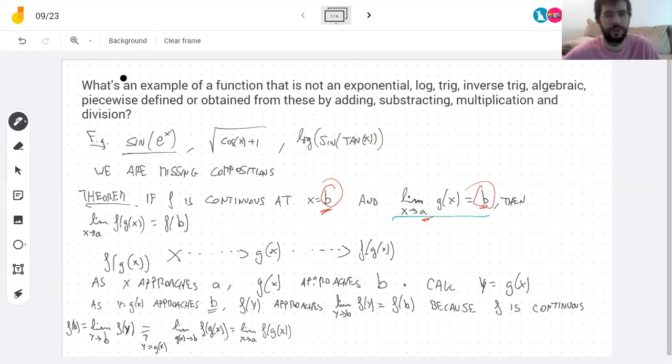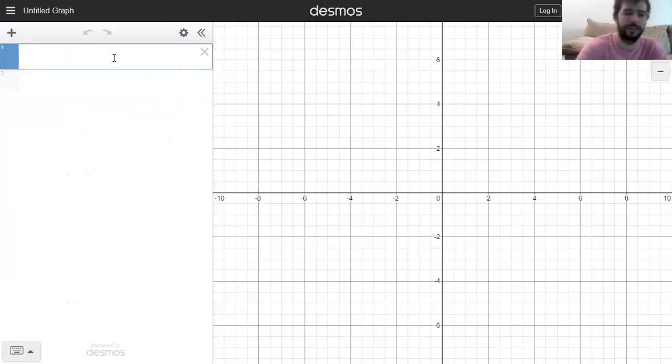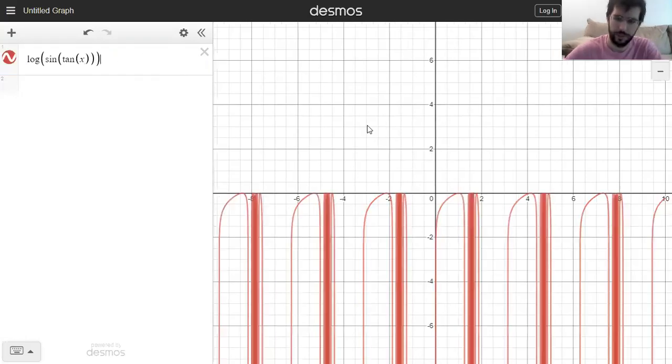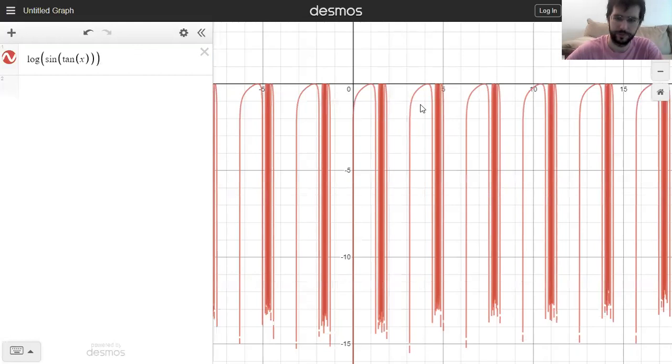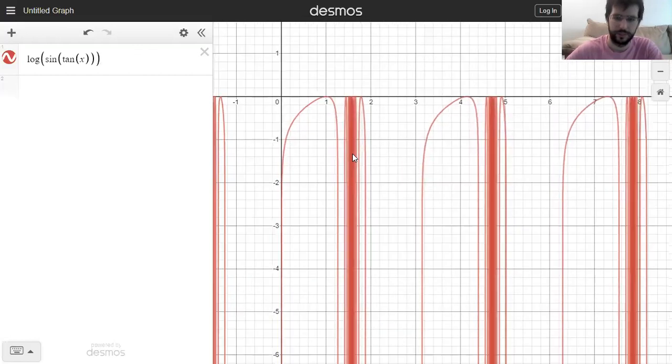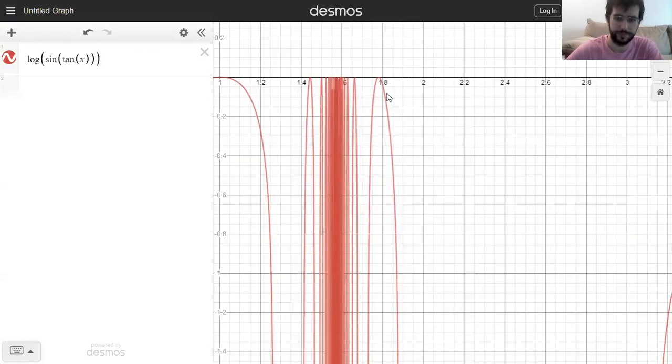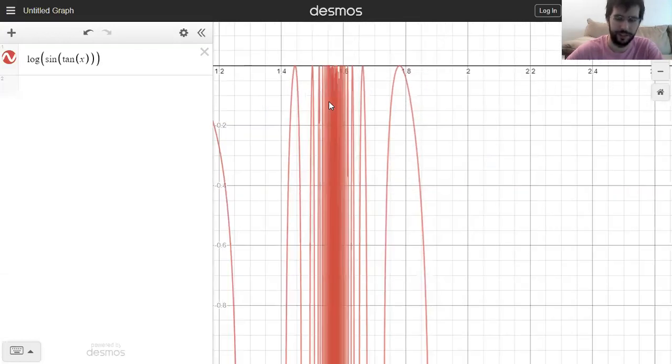Oh, this is, I want to grab this function now. I was sort of writing randomly, but make a mental image in your mind of what you think log of the sine of tangent looks like. Ready? Oh my God, what is this? It repeats every 2 pi, every pi. It has a lot of crazy stuff.